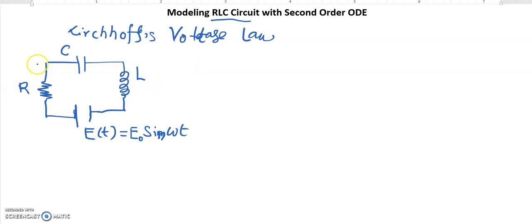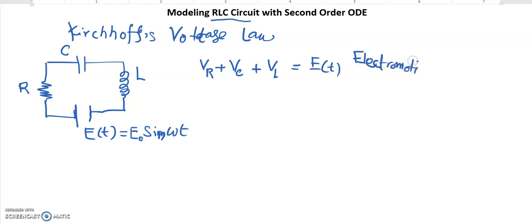Okay, so if we understand their relationships, then it is easy to draw this ordinary differential equation. According to Kirchhoff's voltage law, the voltage across the resistor VR plus the voltage across the capacitor VC plus the voltage across the inductor VL will be equal to this E of t, the voltage. This E of t is called the electromotive force, just like the driving force in the spring mass system, EMF.